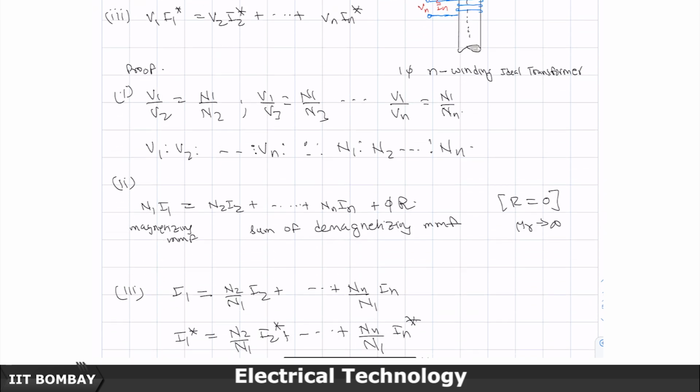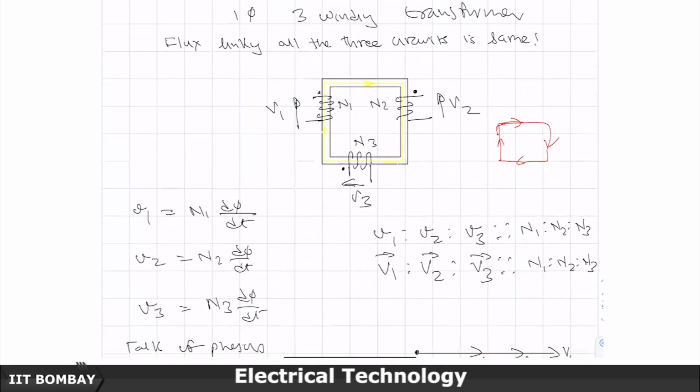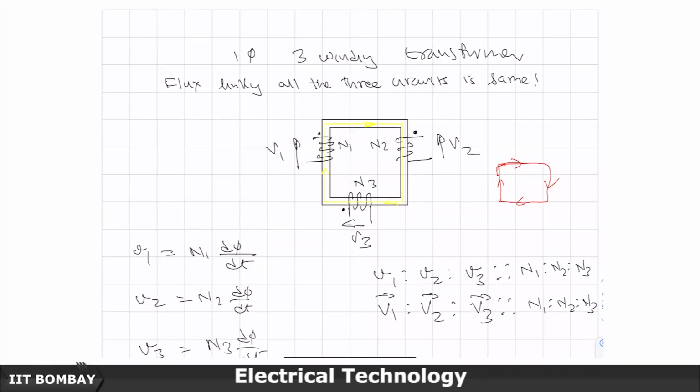So, if you had a 3 winding transformer like this, which I had shown here, and this current is, let us say, the primary magnetizing current and these currents are all demagnetizing, then I will get N1 I1 is equal to N2 I2 plus N3 I3. So, this is the governing equation that I will get in this particular case. Good.